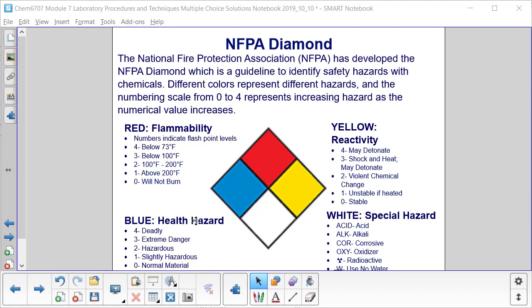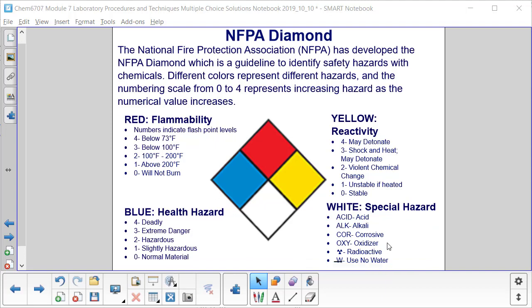Blue is a health hazard, where 0 would be a normal material and 4 would be a deadly health hazard. Yellow is reactivity, where 0 is highly stable and 4 is explosive, so may detonate. Look at some of the others. Unstable if heated, violent chemical change, shock and heat may detonate. So increasing reactivity. And white is a special hazard.